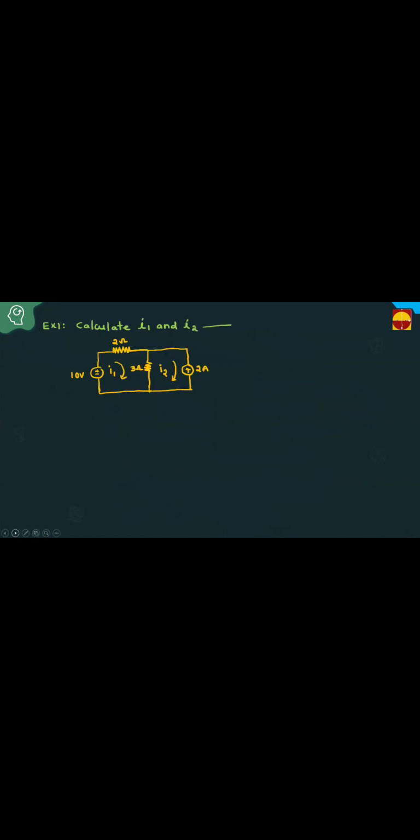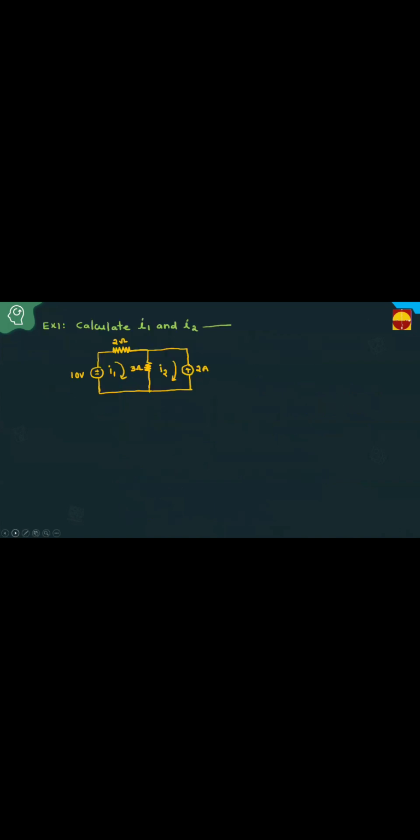Can anybody say what I1 you got? I got I1 equal to minus 3.2 amperes. Is it correct? I2 equal to 2.8 amperes. I1 equal to minus 3.2 amperes, I2 equal to 2.8 amperes. I2 2.8, very good. Then I1 is minus 3.2, that is correct.